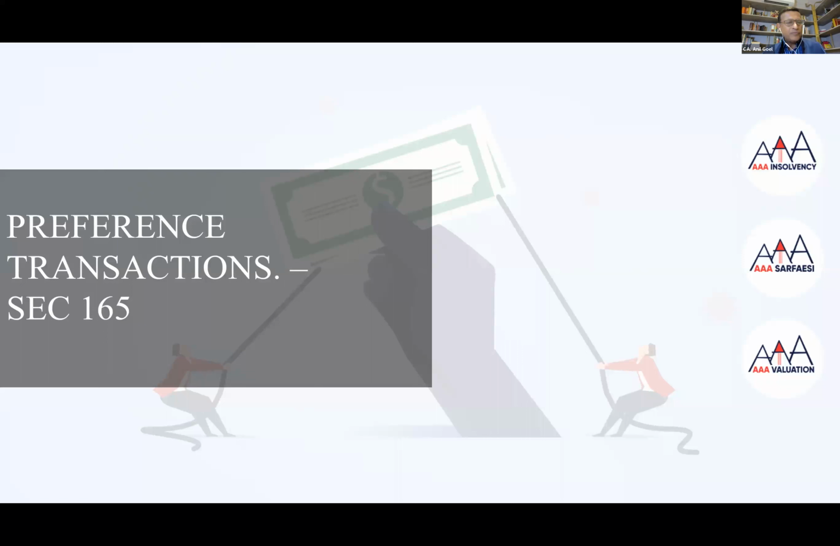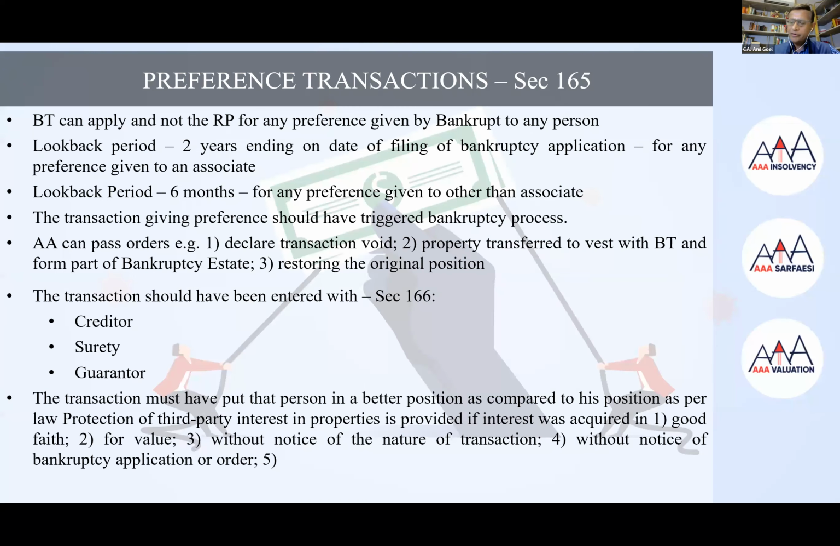Now we can start with preference transactions. Preference transaction or preferential transaction, section 165 deals with it. The provisions are similar to preferential transactions under section 43 for the corporate insolvency resolution process. In this case also, the BT can file the application and not the RP. I have already explained that, but there are two look back periods in this case: a 2-year look back period for preference given to an associate, and a 6-month look back period for any preference given to any party other than an associate.